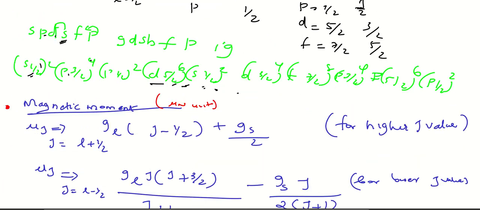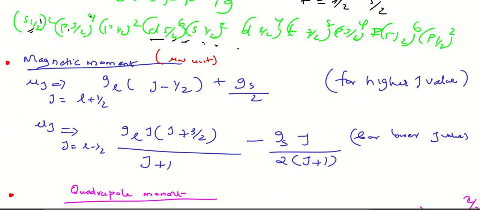Next, we have to understand about the magnetic moment in the case of J is equal to L plus half and J is equal to L minus half. For J is equal to L plus half, you remember the formula as GL into J minus half plus GS by 2. For L minus half, GL into J plus 3 by 2 divided by J plus 1 minus GS into J divided by 2 into J plus 1.